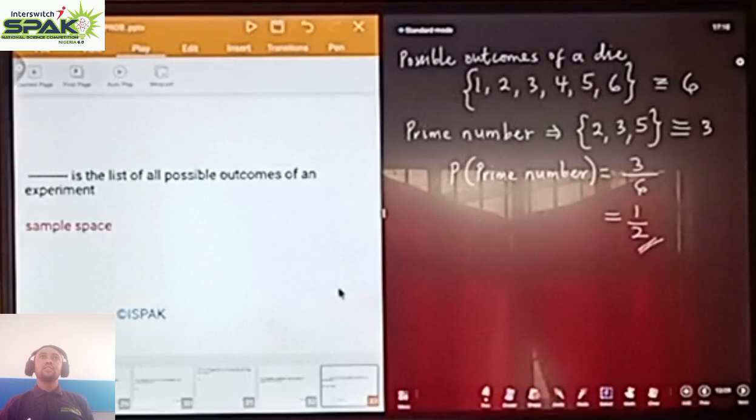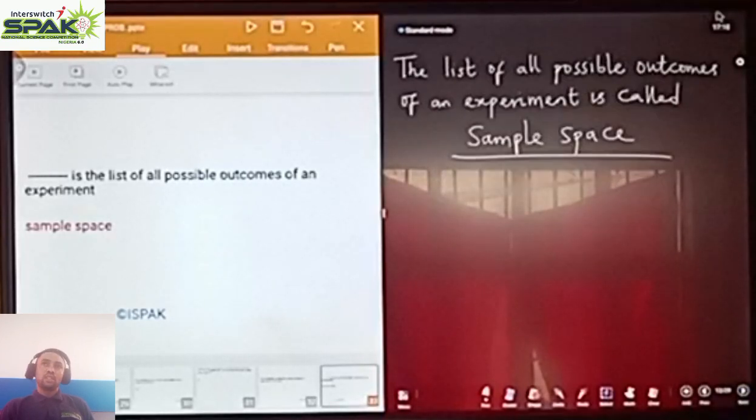The next one: dash is a list of all possible outcomes of an experiment. We have discussed that under the terminology in probability. So the list of all possible outcomes of an experiment is called the sample space. So sample space is the answer. So go back and learn other terminology so that you can get it in case you are asked any question on that.